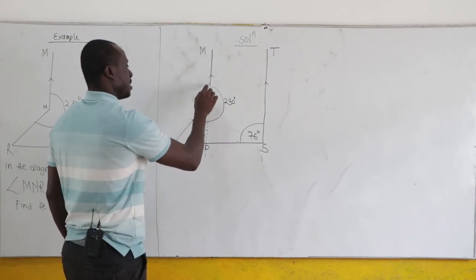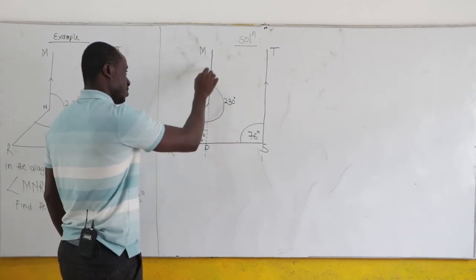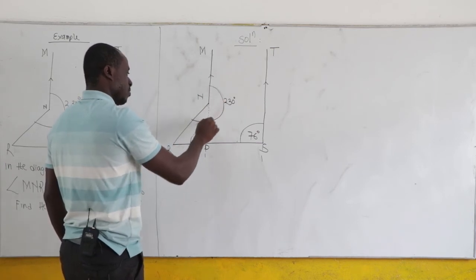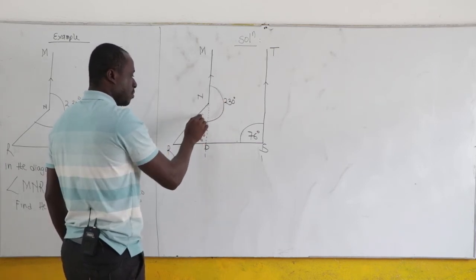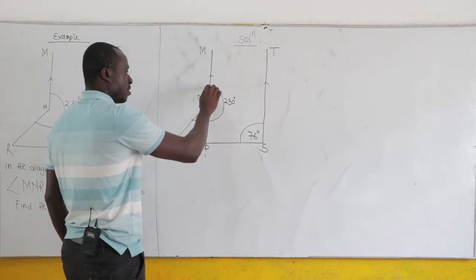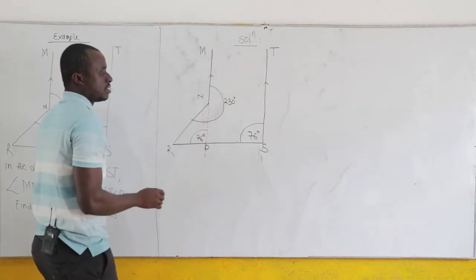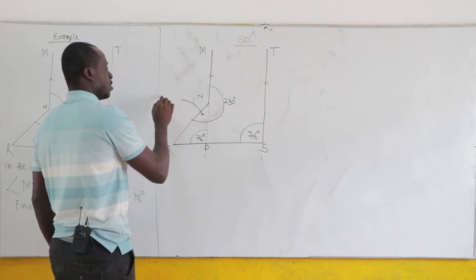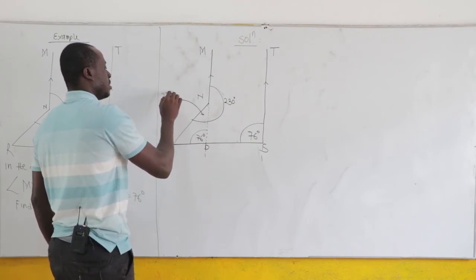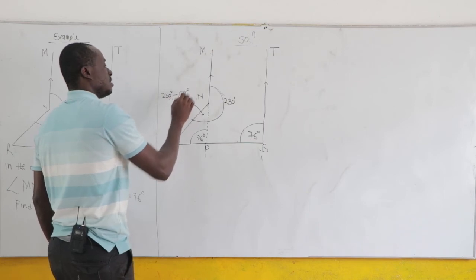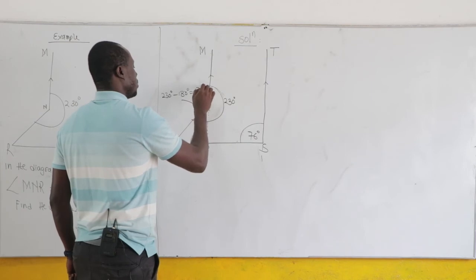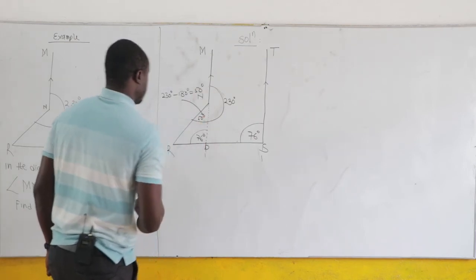Now, this whole sum of angles on a straight line at a point is 180. So from here all the way to this side, this is 180. So how do I get this angle? I know the angle all the way from here to here is 230. So for me to find the angle over here, that will be 230 degrees minus 180 degrees. And this is just equal to 50 degrees. So the angle here is 50 degrees.